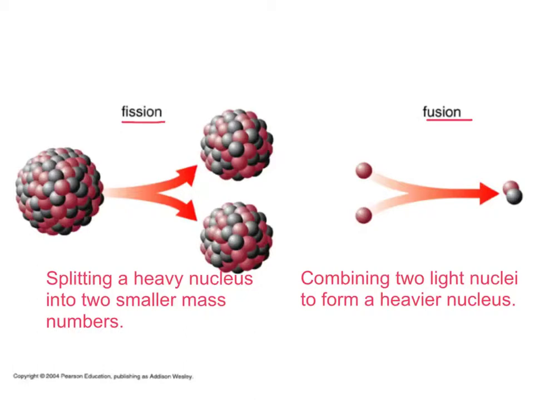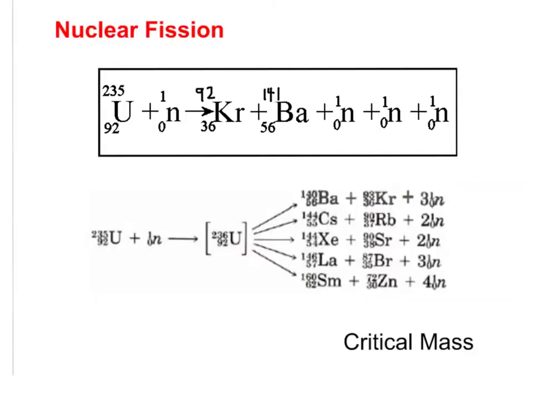So let's look at fission. Nuclear fission was discovered in the late 1930s when uranium-235 nuclides were bombarded with neutrons and observed to split into two lighter elements, as well as releasing 3 neutrons and lots of energy.